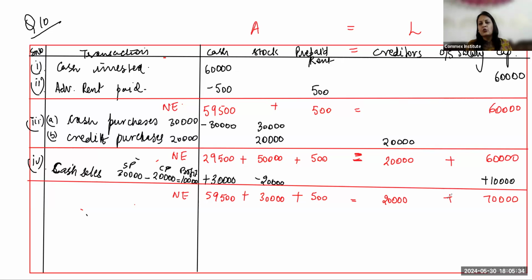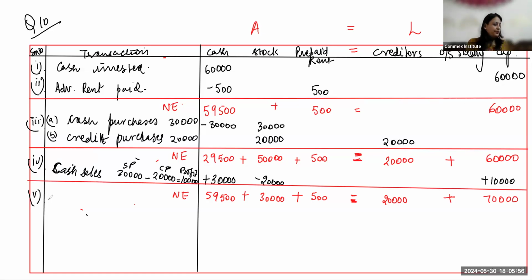So on the right-hand side, my total is 90,000, creditors plus capital. And on the left-hand side, my cash 59,500 plus prepaid rent 500, so 60,000, plus 30,000 stock. So it is 90,000 on both the sides. So I can put equal to sign over here. Right? Moving on to the next transaction.